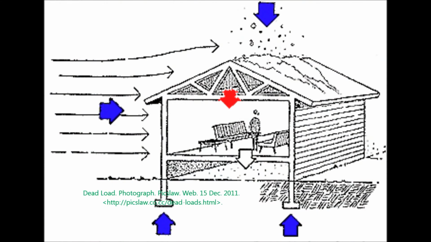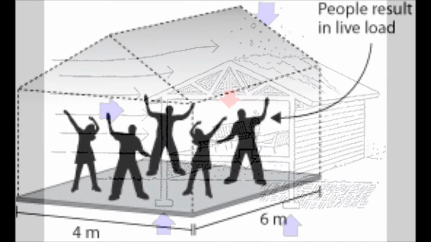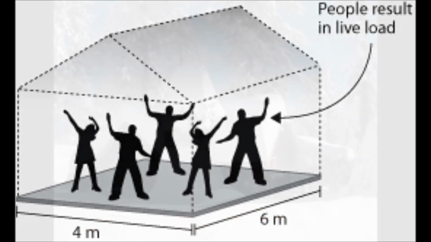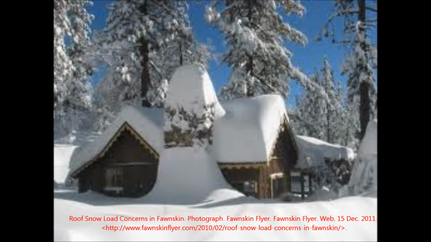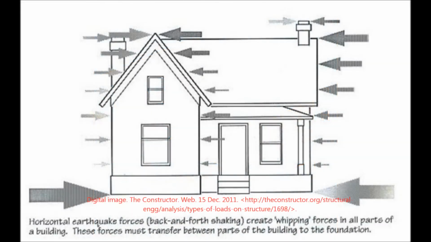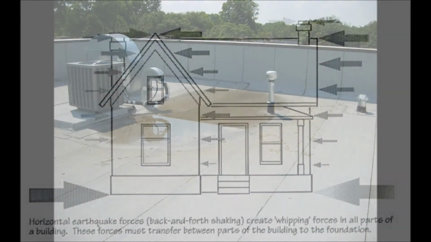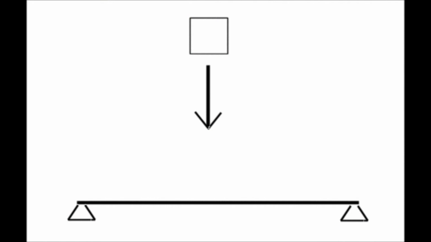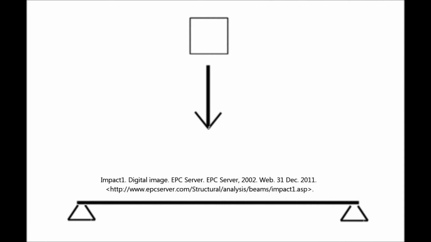There are 7 different types of loads: dead loads, live loads, snow loads, wind loads, seismic loads, ponding loads, and on occasion, impact loads.